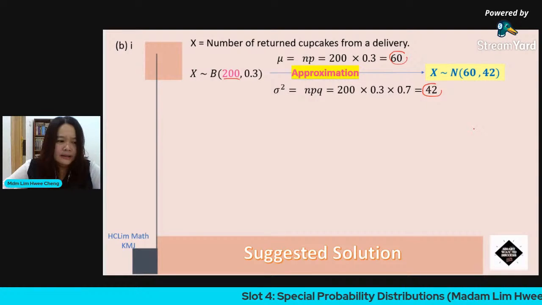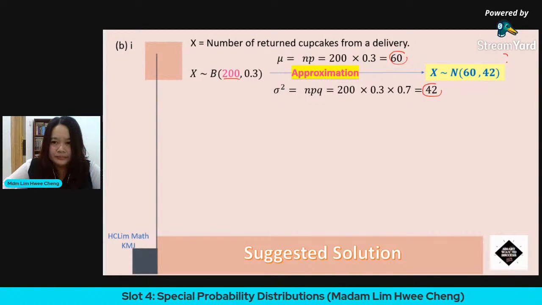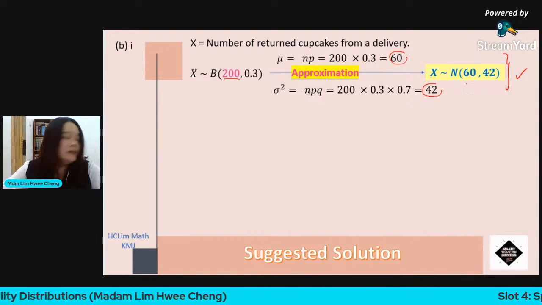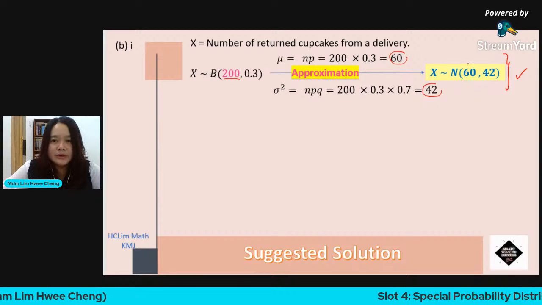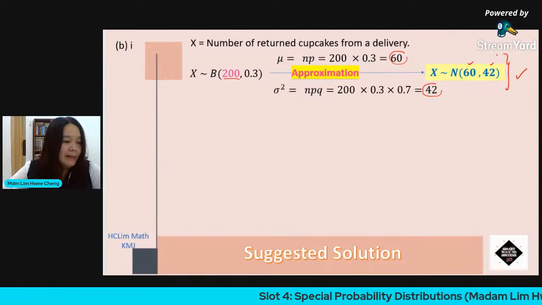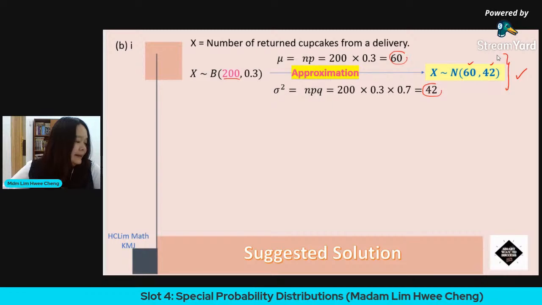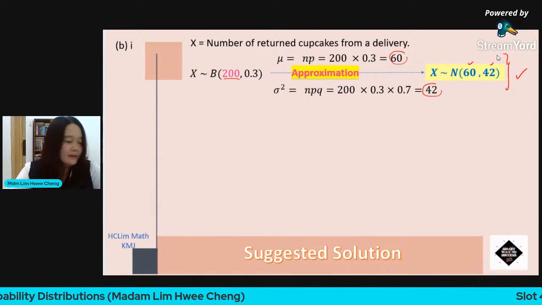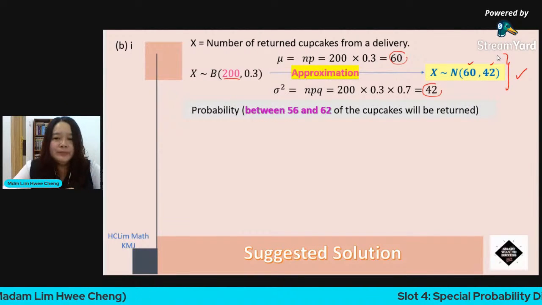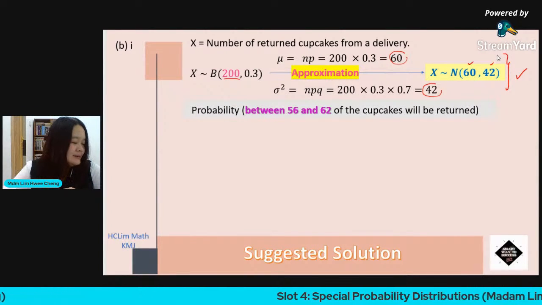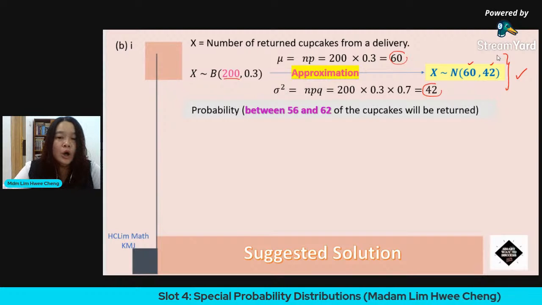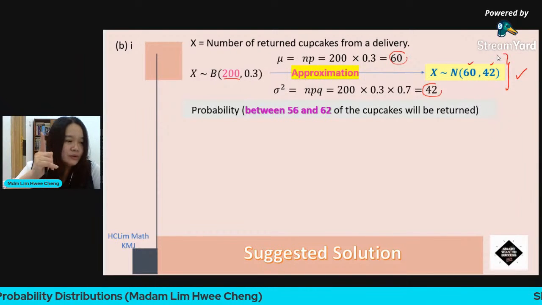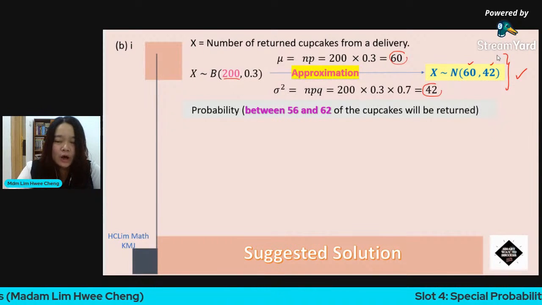Okay, listen here. During the exam, this step you have to write it out, how you change from here to here. Normally we will give you the mark, 1 mark for the value being correct. So the probability between 56 and 62 will be returned. You must remember to do the correction of continuity, because you have done an approximation. So you have to add one step, that is the correction of continuity.